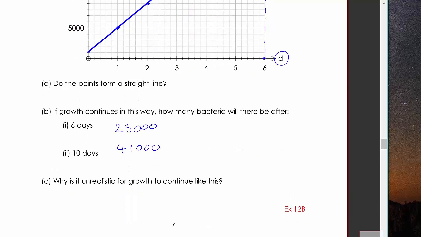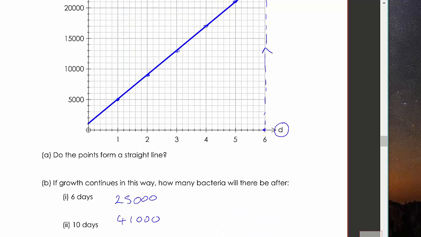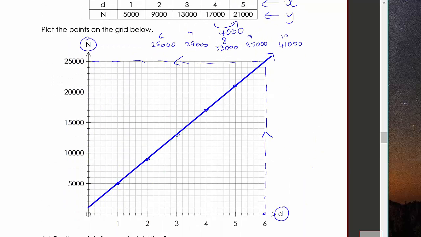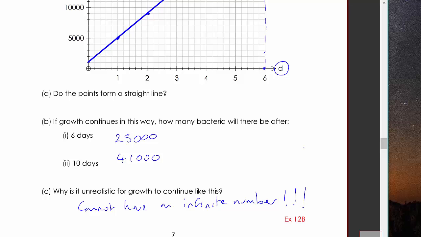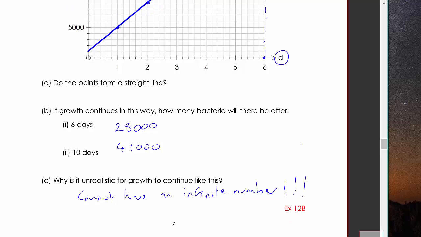Why is it unrealistic for growth to continue like this? Well, we cannot have an infinite number. It can't just keep on going up. There will come a point where there are just too many for the container that we're using, or whatever, for the amount of food we can give them. There'll come a point where they can't just keep on increasing in a linear fashion like that.